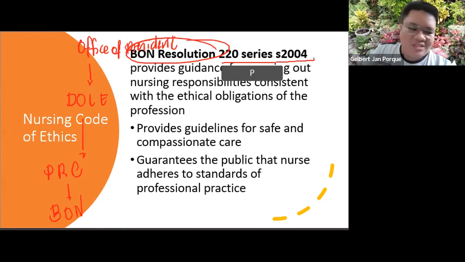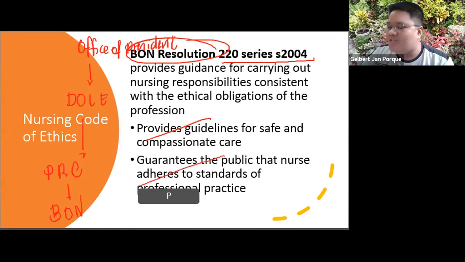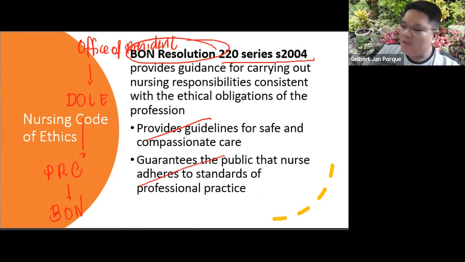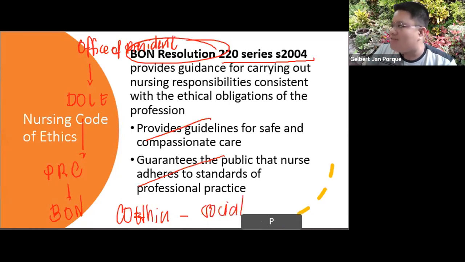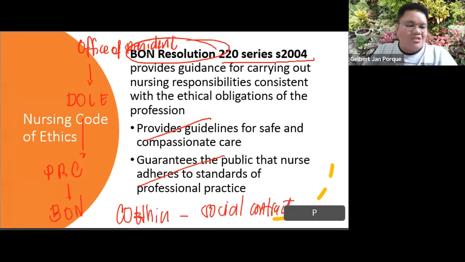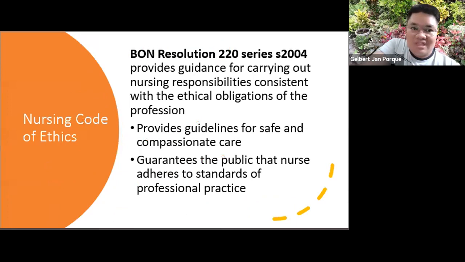It provides guidelines for safe and compassionate care and guarantees to the public that nurses adhere to the standards of professional practice. That's why one definition that we have, class, for the Code of Ethics is that it is a social contract with the society. In other words, kontrata natin siya to the public that we will be doing good in everything, when we are handling your patient care. So kindly take note of that.